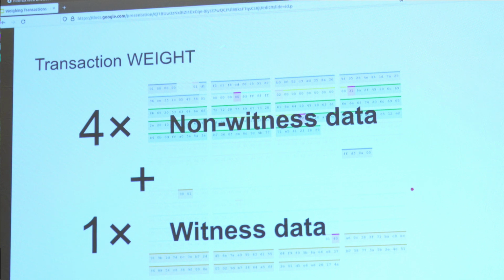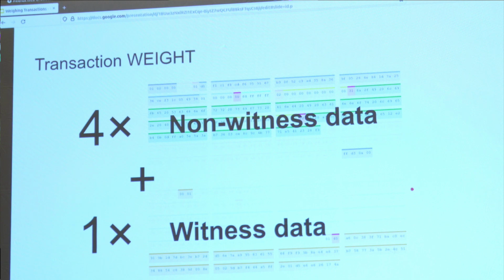And now, yes? Why are these 2 coefficients? They were basically arbitrarily picked because they felt good. Yes, sir. Okay, thanks.